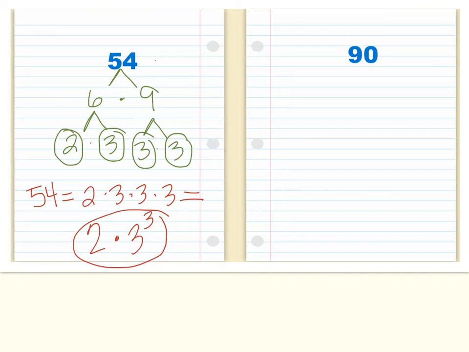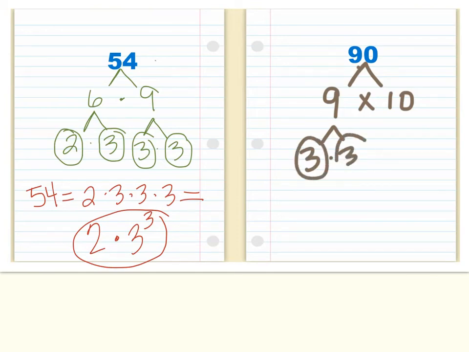All right, so let's take a look. There are a lot of things that you could have said for 90. You could have said 5 times something, 2 times something, but I'm just going to go with 9 times 10. Okay, so I'm going to start with 9. I know 9 is a composite number, so I have to keep going. So I say 3 times 3, which both of those are prime, so I can circle them.